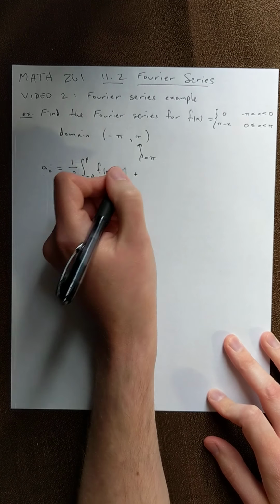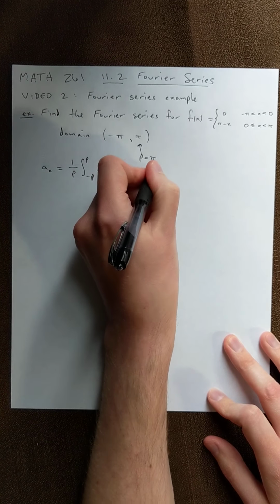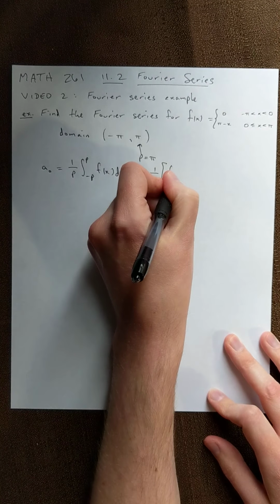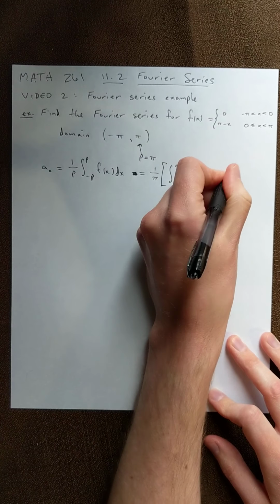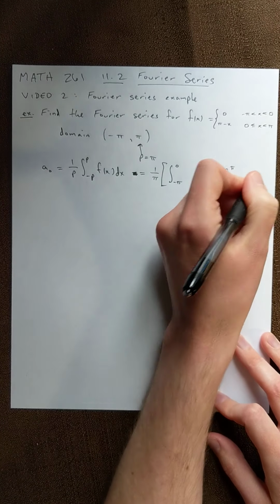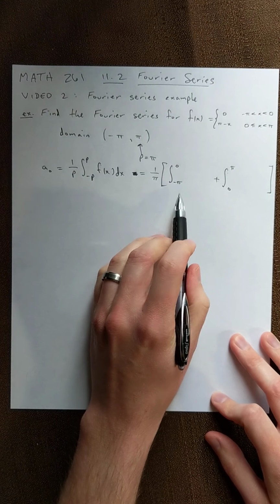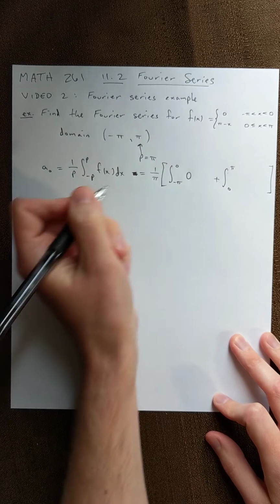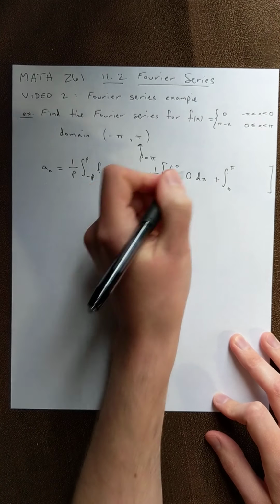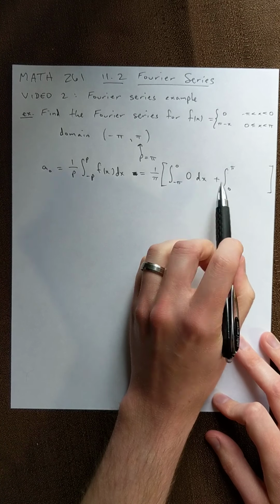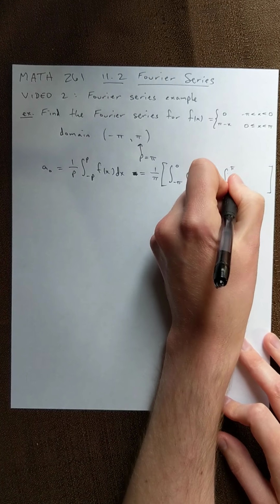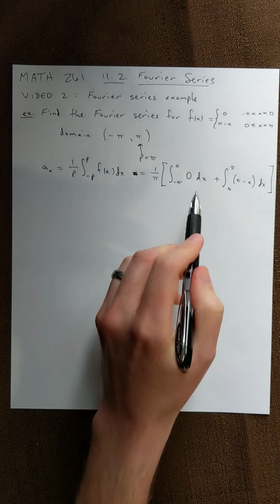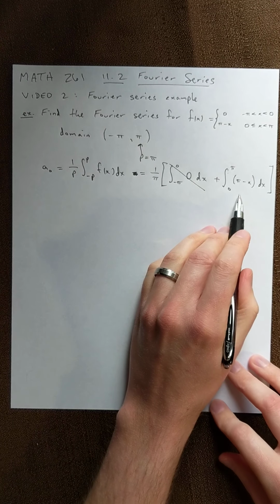So 1 over p is equal to 1 over pi. And then we split our integral into two pieces, an integral from minus pi to 0 plus an integral from 0 to pi. On minus pi to 0, our function f of x is equal to 0. So f of x dx would be 0 dx. And on 0 to pi, f of x is pi minus x. So we would have pi minus x dx. Okay, integral of 0 is just going to be 0. I'm not even going to do that one.